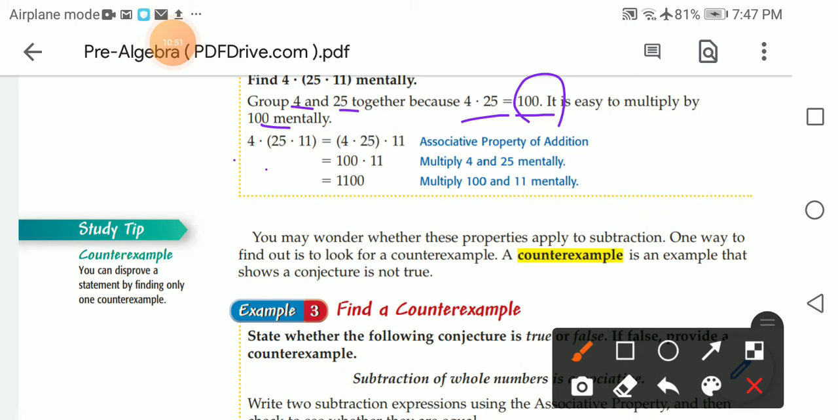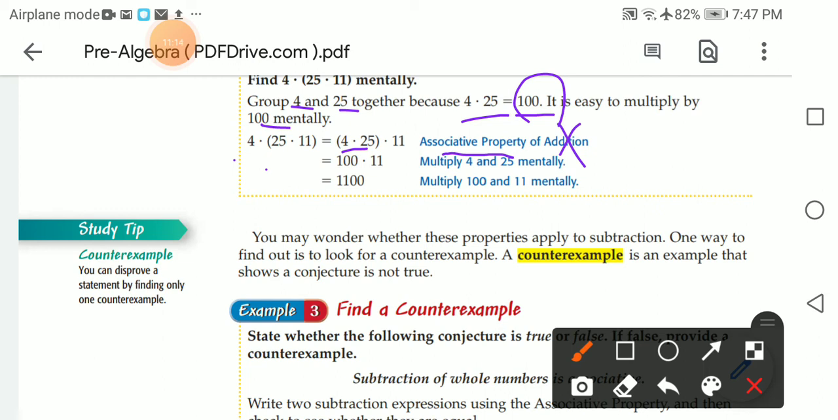I use the associative property to change the groups. Okay, 4 times associative property of addition or multiplication. What do you think? Associative of, it's written here addition, no, of multiplication. Associative property of multiplication, it's not addition here.